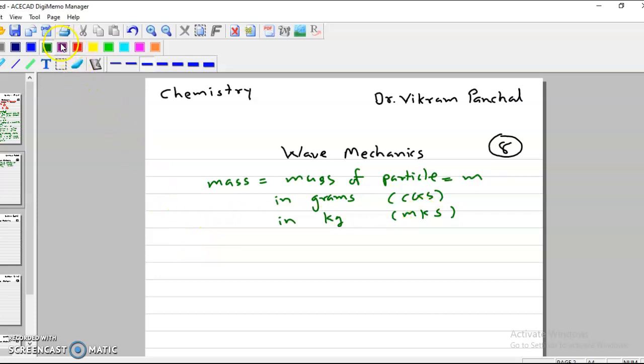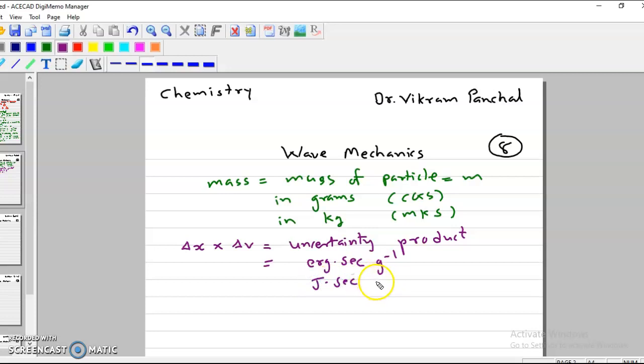Now one more conversion you should remember: delta x times delta v, both are uncertainty. So we write this as uncertainty product. This we call uncertainty product, and the unit will be erg into second into gram inverse, or joule into second into kilogram inverse. Okay, so this you have to remember.